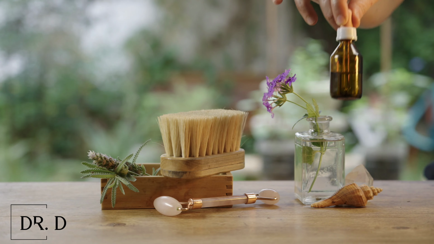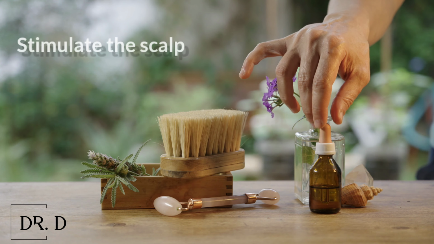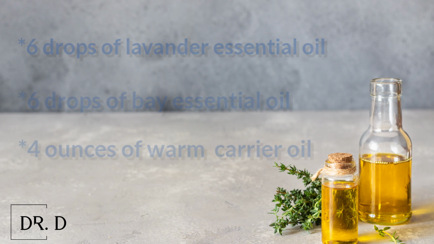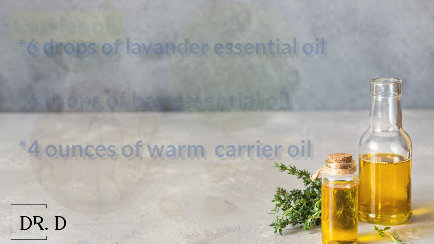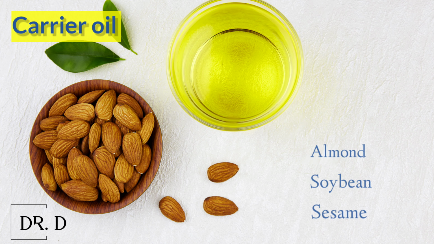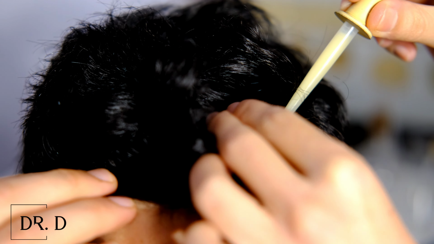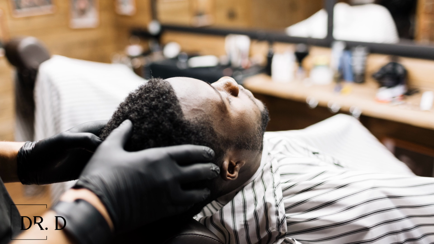You could also try a blend of bay and lavender essential oils to stimulate the scalp. It's recommended to add 6 drops of each oil to 4 ounces of warm carrier oil. This carrier oil could be almond oil, soybean, or sesame. Then you massage this mixture into the scalp and allow it to absorb for 20 minutes. Then you can wash it out with regular shampoo.